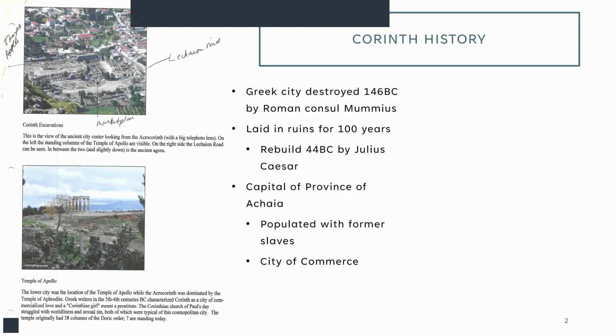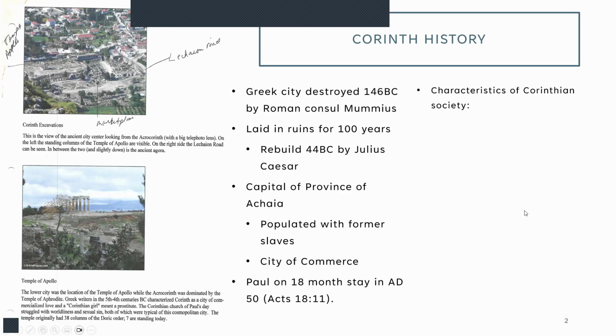Sailors, while their goods were being transported, would go to the city of Corinth to buy wares in the agora, which is, again, the marketplace. This is what Paul encountered in his 18-month stay in AD 50. You can read that in Acts 18:11.